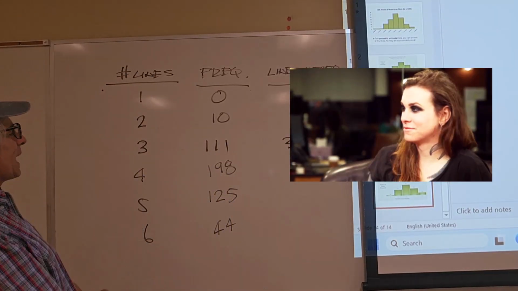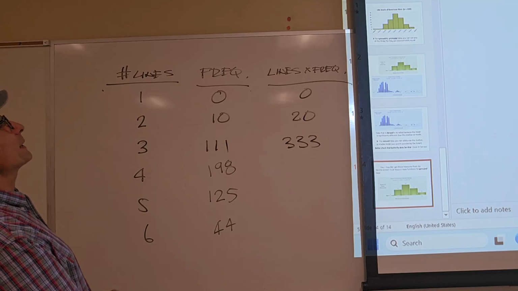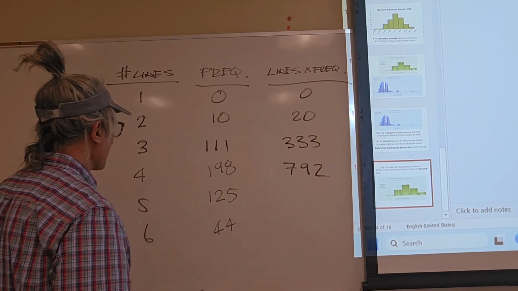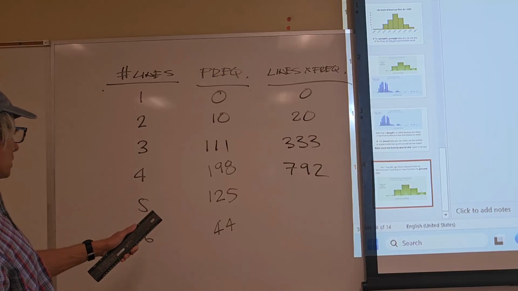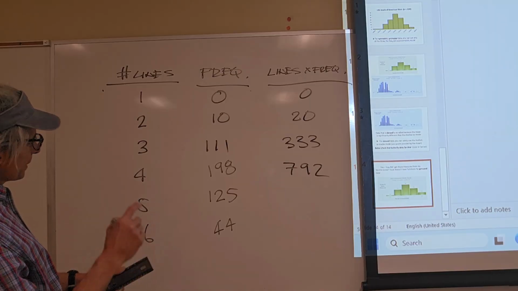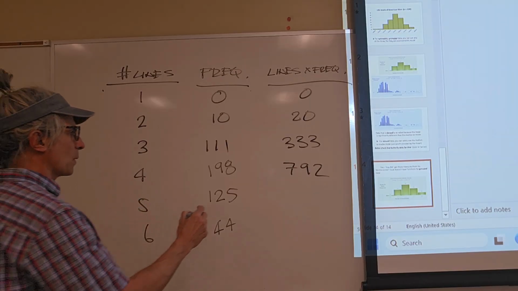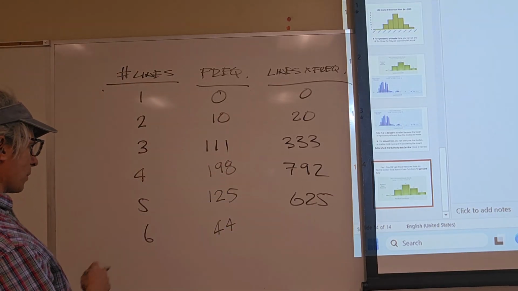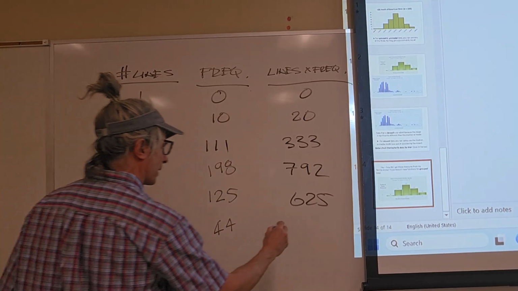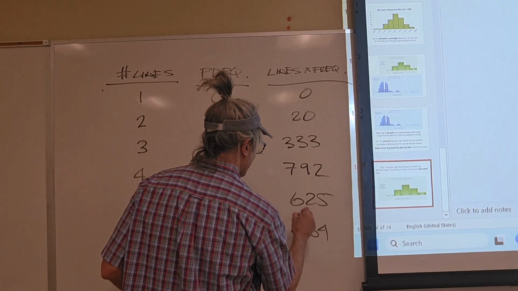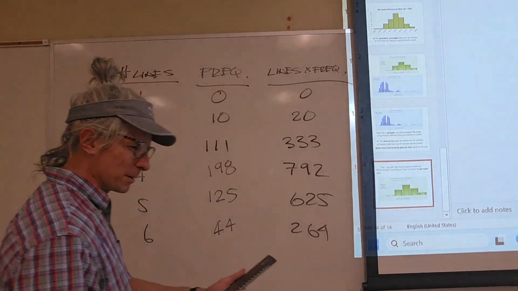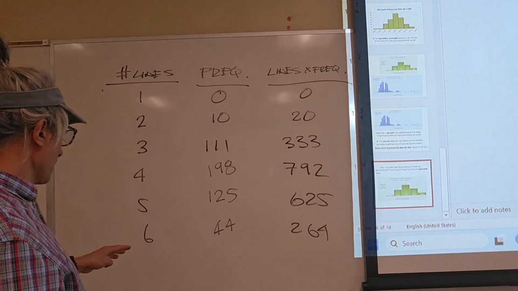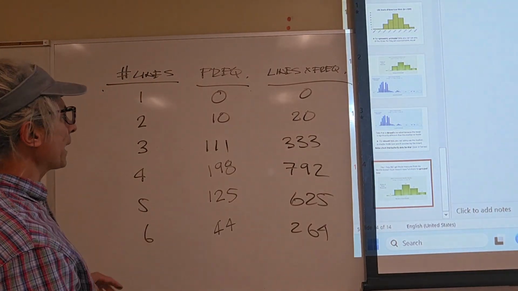4 times 198 is going to be 800 minus 8. So that's going to be 792. Okay. 5 times 125 is going to be, it's 250, 500, 625. And 6 times 44, 24 carry the 2, 264. I guess I didn't need a calculator. Well, I'm going to need a calculator here to add these things up, I guess. Maybe I don't. I'm going to need the calculator to divide is what I'm going to need. Okay, so, make sure I did that right. 264.